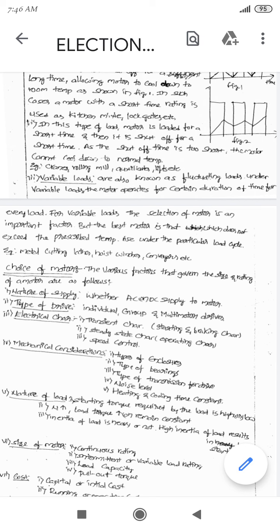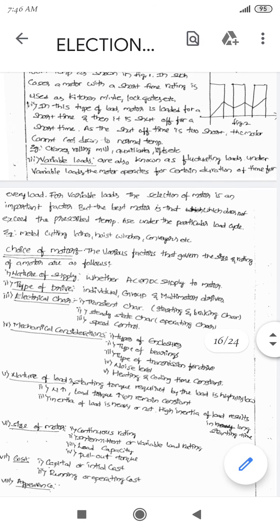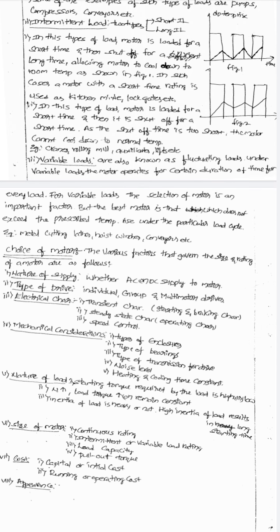For variable load, selection of the motor is important. Already we have seen that selection of motors for variable load is the main important factor. The largest motor is the one which does not exceed the prescribed temperature rise under these particular load cycles. Examples: melting, metal cutting, lathes, hoists and winders, conveyors. These are examples of variable loads.